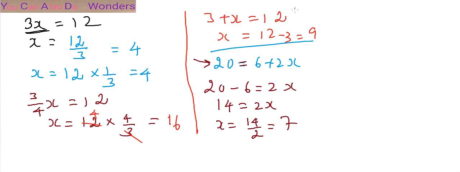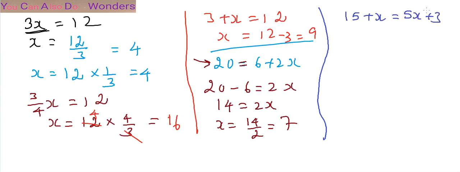Sometimes the terms containing x can be on both sides of the equality sign, on both LHS and RHS. For example, 15 plus x equal to 5x plus 3. Again here we are interested in finding the value of x. So we need to move all terms containing x to one side. Which side to move, from left to right or right to left?